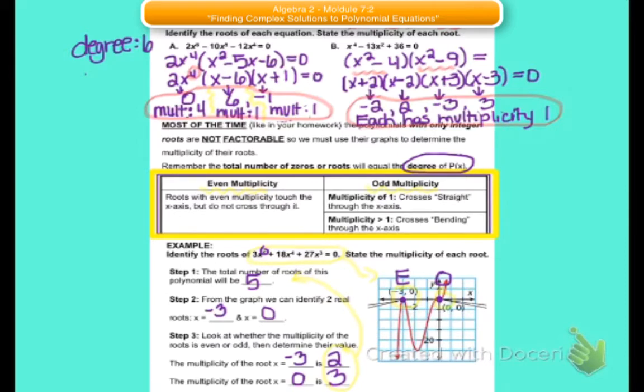It can't be 4 or 6 or 8, because the maximum roots I can have is 5, and because that 0 certainly does not have multiplicity of 1, it's not just cutting right through the x-axis, then it must have an odd number. And so the only odd and even number combination that would add up to 5 would be 2 and 3. Let's go ahead and take a look at another example on the next page.